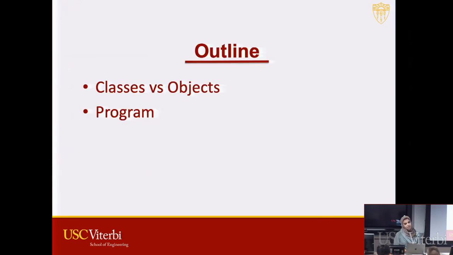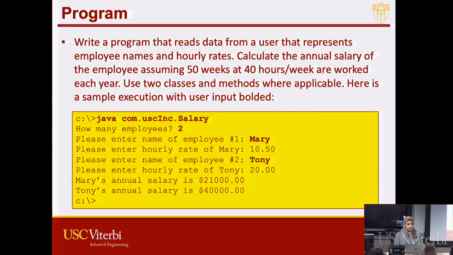So this is what we learned. We learned the difference between classes and objects, and we have an example of a class. Now we will implement a program together. We will write a program that reads data from a user that presents employees' names and hourly rates. So we will get the employee name and the hourly rate, and we will calculate the annual salary. We will assume that an employee works for 50 weeks and works 40 hours per week.